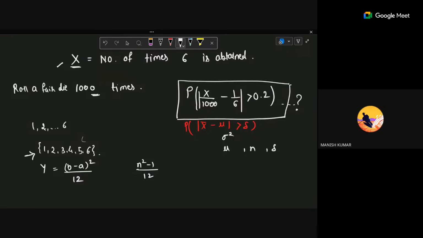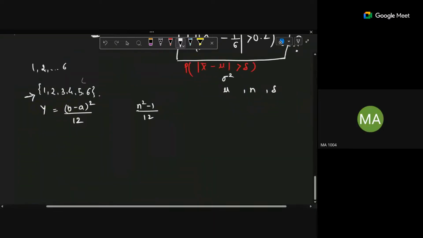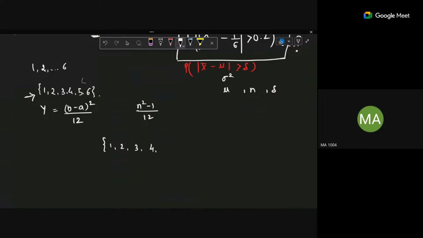Ma'am, I think it's Bernoulli. Which Bernoulli distribution? If your output is 1, 2, 3, 4, 5, 6, then why are you saying this is Bernoulli? Ma'am, if we get 6, then it's true, otherwise it's false. Yeah, correct. That is the way.